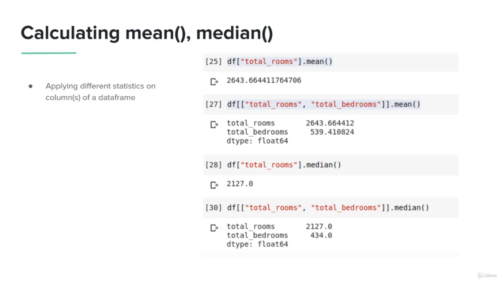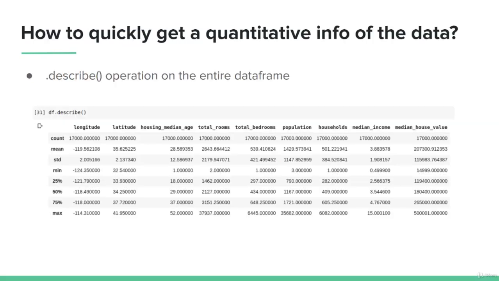So it's quite a useful operation, especially when we want to get a more statistical view of our dataset, so that we can use that information to select different machine learning algorithms, and we can also decide how we need to process our dataset based on this information. So let's see how to quickly get quantitative info about the dataset.